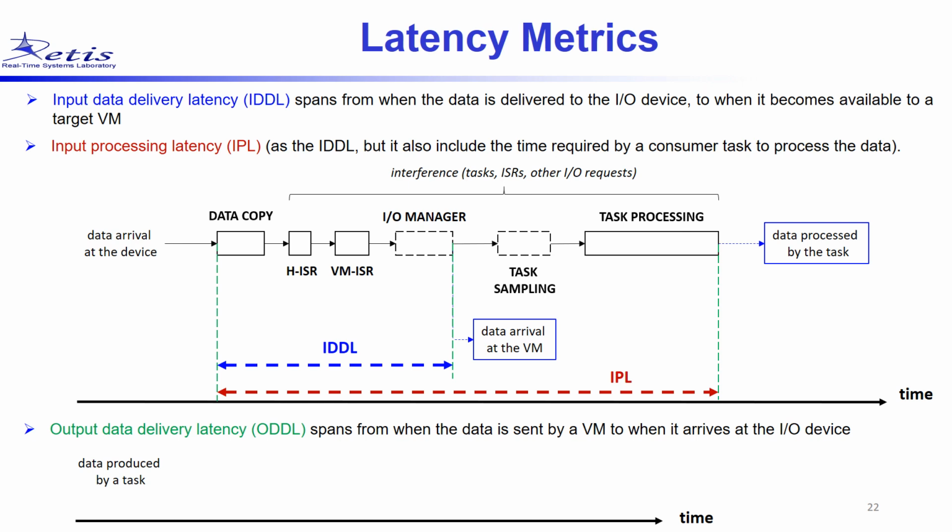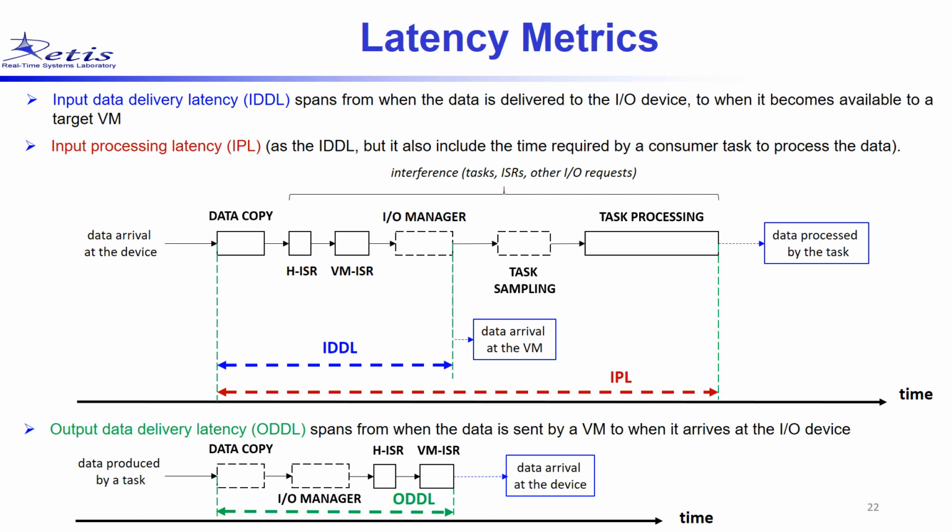We start from when the data is produced by a task running in a VM. Then there may be a data copy, an interaction with the I/O manager, a chain of a hypervisor-level ESR followed by a VM-level ESR, and then the data arrives at the device. And so this is the ODDL.